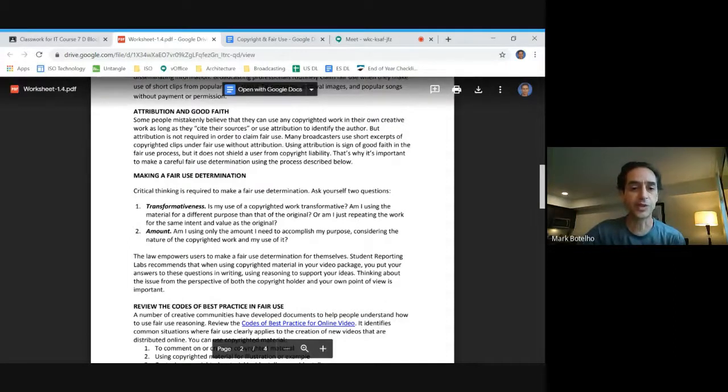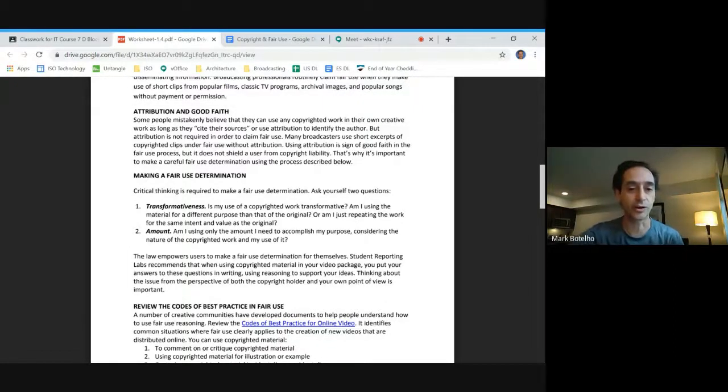The two definitions that are important to understand are transformativeness and the amount. Transformativeness is about you actually using pieces of something to create something else. You're transforming the work into something else. The amount is important and is key because you can't use too much.